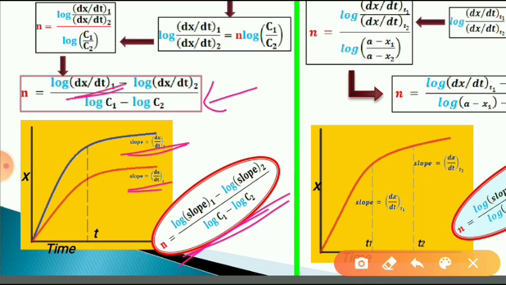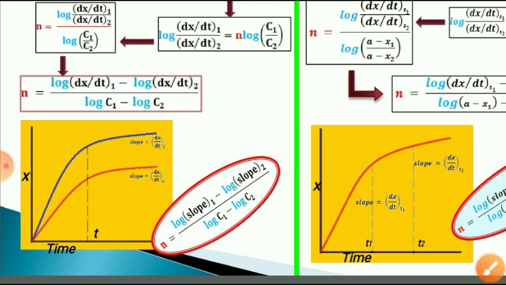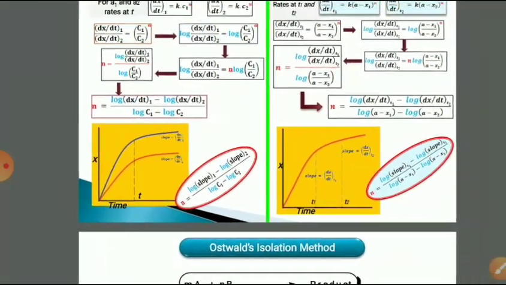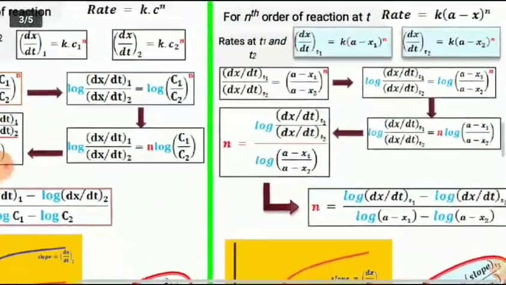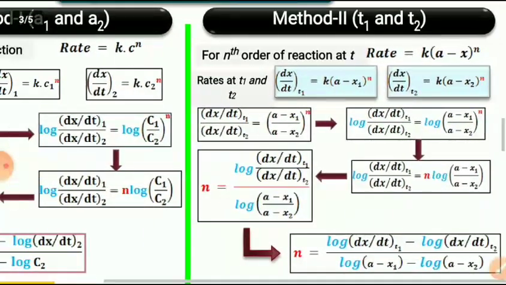So this is one method where we can find out the order of a reaction for different initial concentrations in the differential method. Now for the second method, at two different times, t1 and t2, we can also find out the order of a reaction.